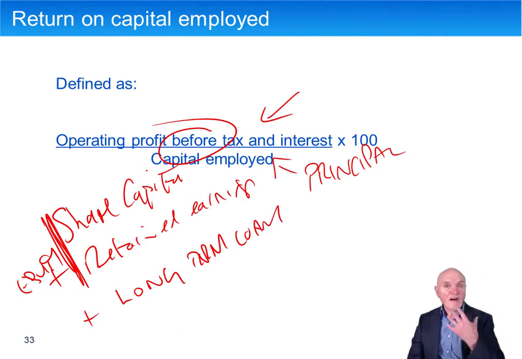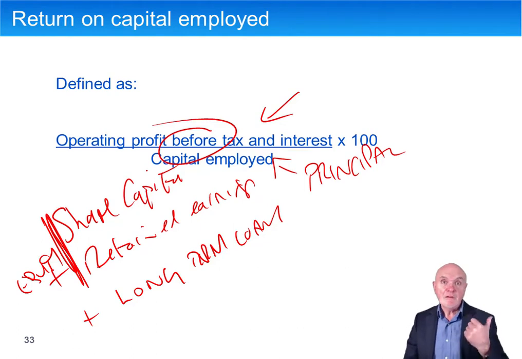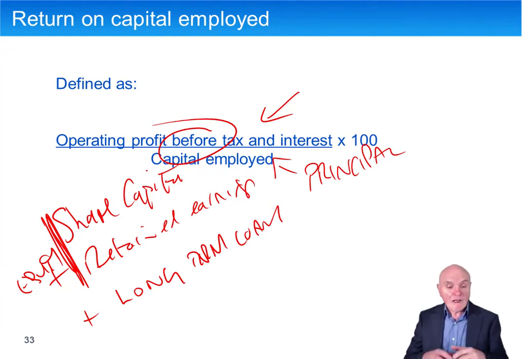These are the sources of finance. This is what's been invested long-term in the company: initial share capital plus retained profits plus long-term loans. This is what the company is making its money out of, and the top line is saying how much money it is making for that investment.